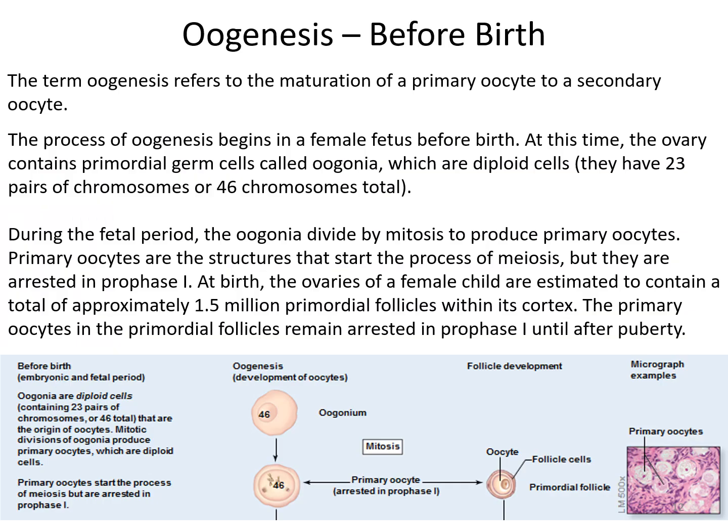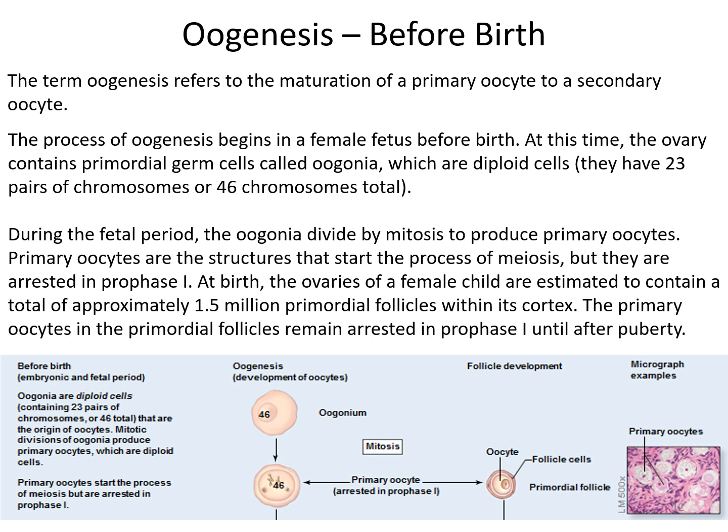The term oogenesis refers to the maturation of the primary oocyte into the secondary oocyte. The process of oogenesis actually begins in the female fetus before birth. At that time, the ovary contains primordial germ cells called oogonia. Oogonia are diploid cells, so they've got 23 pairs of chromosomes, or 46 total. So that's your starting point for the formation of oocytes.